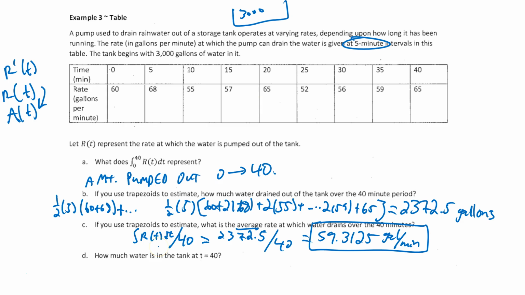So now for how much water is in the tank at t equals 40, I would have to do A of 0, so the initial amount, and usually we would add the integral, but because we're pumping it out, I'm just going to say we're subtracting it, so the integral from 0 to 40 of r of t dt. So we must be using the trapezoids because we have no better way to do it. So A of 0 is 3,000 minus 2372.5, and that gives us 627.5 gallons.